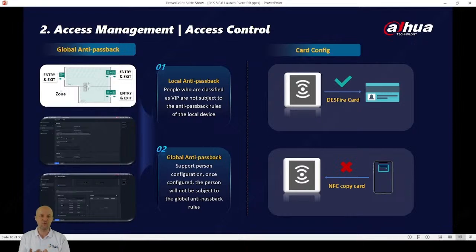Now we can choose, for example, the VIP group not to be part of the anti-passback. So the manager of the company or the vice president can bring more people, so he can go around the anti-passback rule. Again, based on your feedback, we are adding those features. We know that for the managers of the company, we cannot apply all the rules like for everyone else.